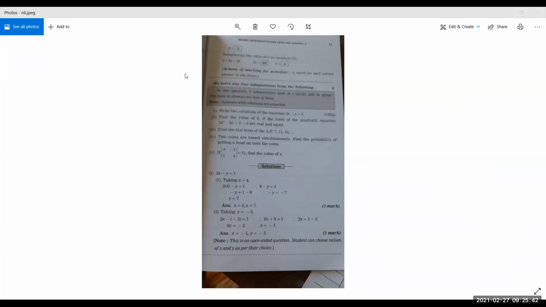Yes, Rohan, any problem? Rohan, you can unmute and ask.